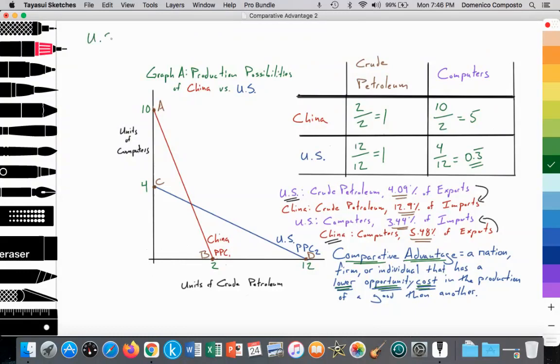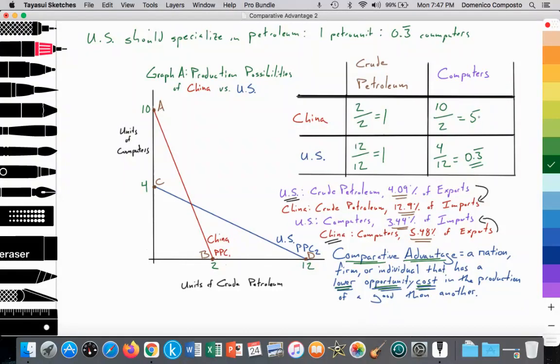Again, the US should specialize in petroleum because they have the lower opportunity cost. Every time they produce 1 petroleum unit, they lose the opportunity to generate 0.3 repeating computers. So they're not really productive at computers. China's able to produce more computers than the United States. The US has the lower opportunity cost in petroleum. They're not sacrificing that much.